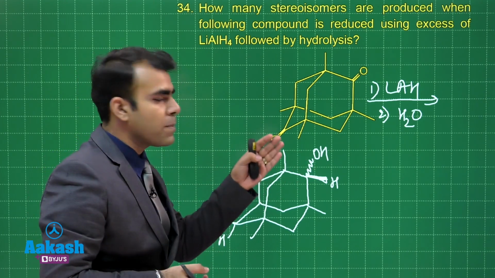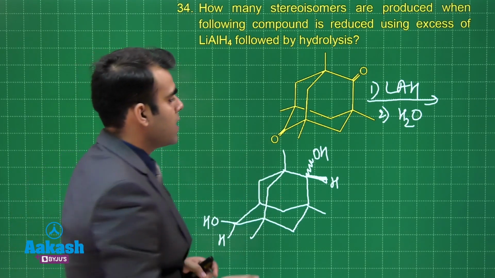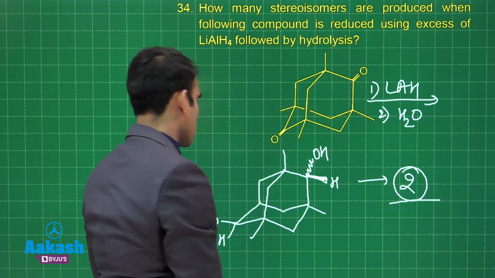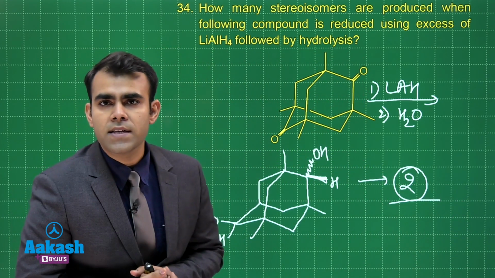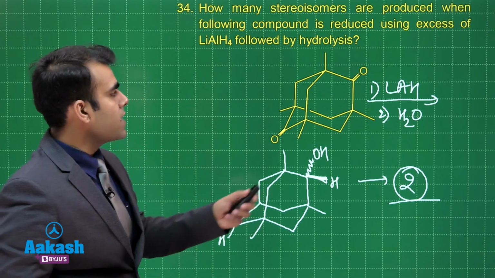and as it has a plane of symmetry, we do not have optical isomerism here. So in total we get two stereoisomers for this compound. Okay, so the answer is 2.